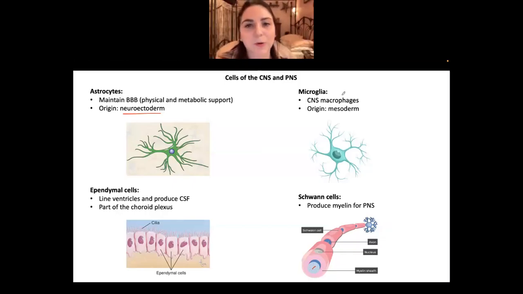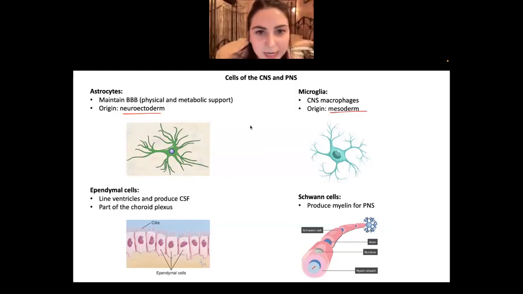Microglia. When we do immuno eventually, there's a type of cell called a macrophage, and macrophages are the cells in the body that make sure dead things are eaten up and bacteria is eaten up. So it's like the garbage cleaners of the body. That's what macrophages are. Microglia are the macrophages of the central nervous system. So they make sure everything is clean, everything's maintained, and they're mesodermal in origin.